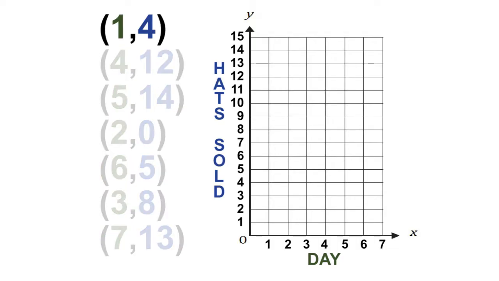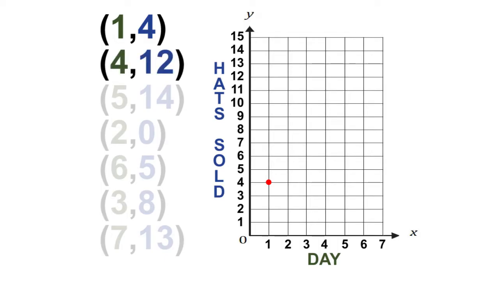The first point to plot is (1, 4). This means that on day 1 of his grand opening, he sold 4 hats. To plot this point, begin at the origin and go out 1 vertical line along the x-axis. Next, move up 4 horizontal lines along the y-axis.